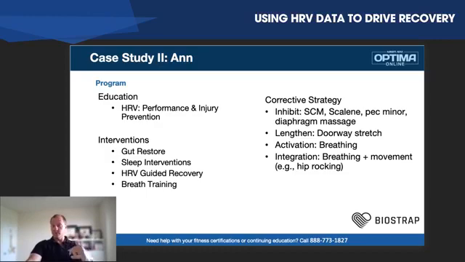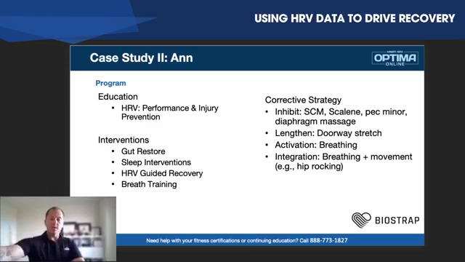For activation, we would use the breathing. That's an excellent activation technique. And remember the coordination of the breath. It's not just the diaphragm that we're working. As we inhale, we get that activation of the diaphragm, but as we exhale, we should get activation of the transverse abdominis and the pelvic floor. So we could use that for activation.